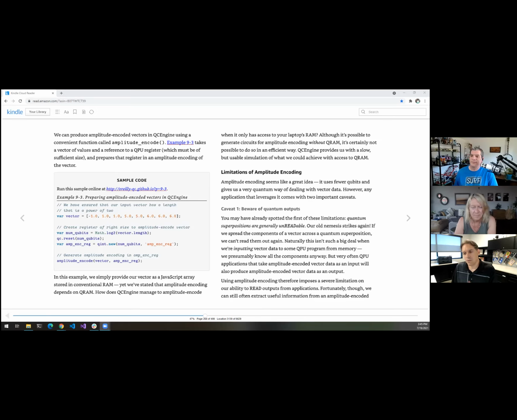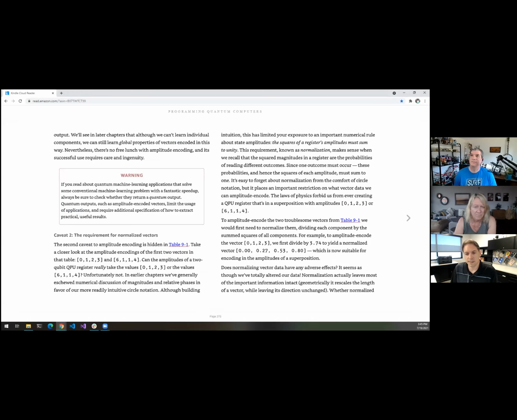And so he talks about some limitations, generally unreadable. That's our issue. Not a big deal for inputting data. Obviously, how do we get it out? So we've got some limitations. Of course, we can still extract useful information like we've learned in the past with some ways of encoding that in our phases and things like that.